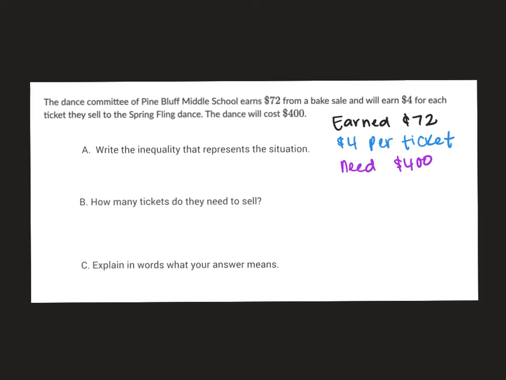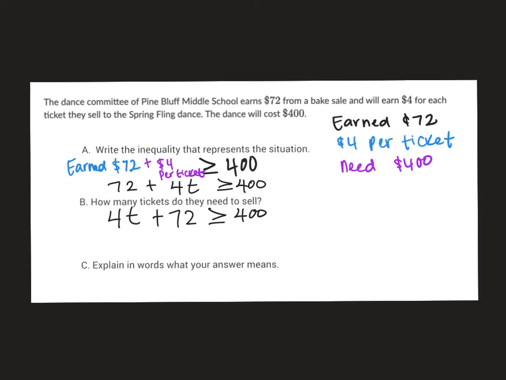If they need $400 for the dance just to be able to host it, that means that they need greater than or equal to that amount. So they need at least $400. Now we're looking at what's greater than or equal to 400, and that would be the $72 that they've already earned and the $4 per ticket. To write this in equation form, I'm going to say 72 plus 4, and I'm going to put a variable there because it's per ticket, so I'll say 4t is greater than or equal to 400.